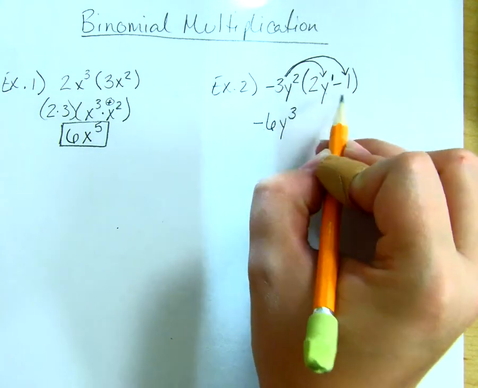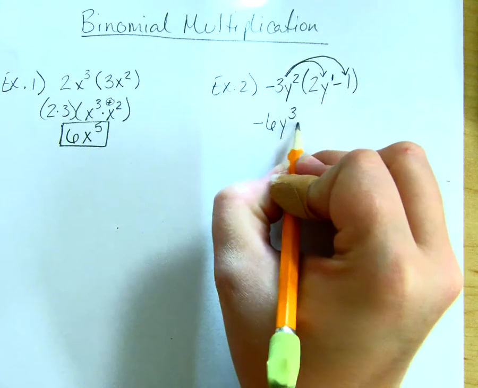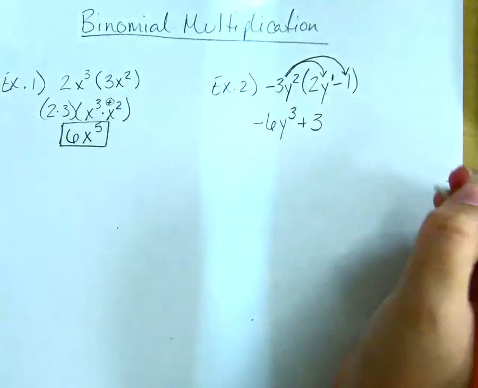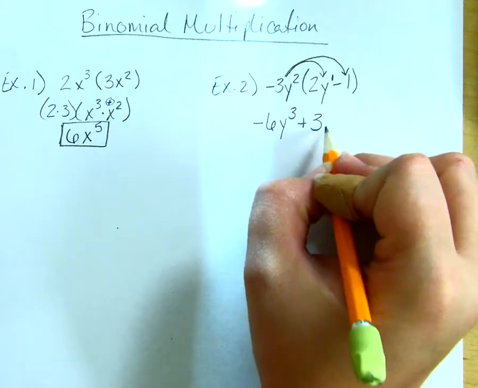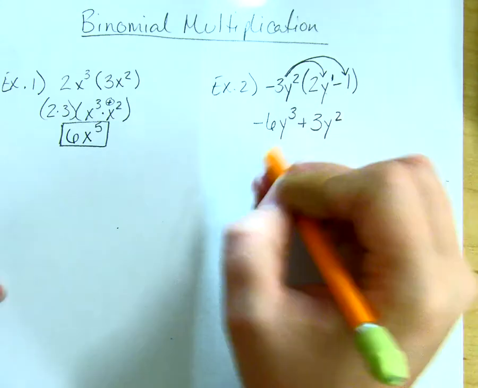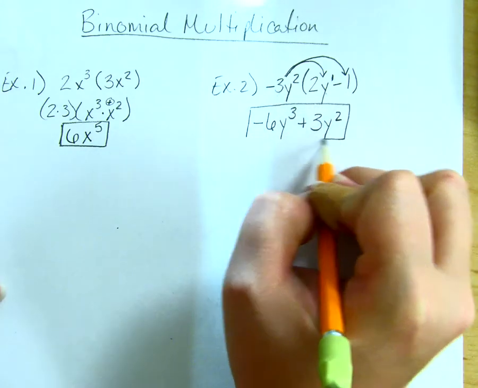Then I have negative 3 times a negative 1. Well, that becomes a positive 3. And then y squared times, well, there's no y over here. So the y squared is just going to carry to my answer. And that's how you distribute a monomial.